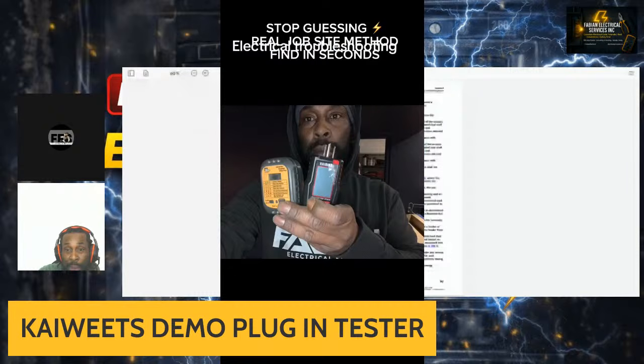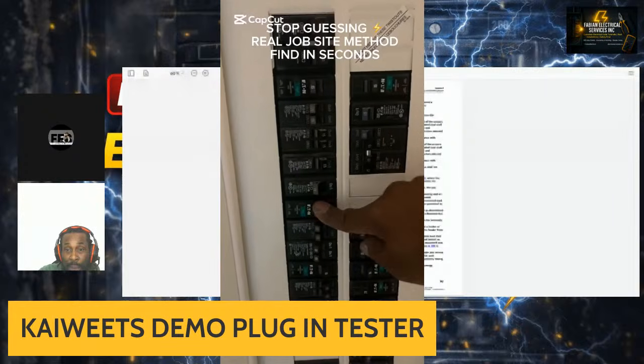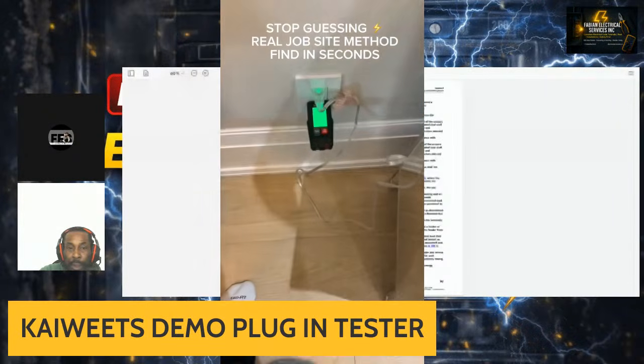Stop guessing breakers. Most electricians are flipping breakers. Instead, use a breaker finder.